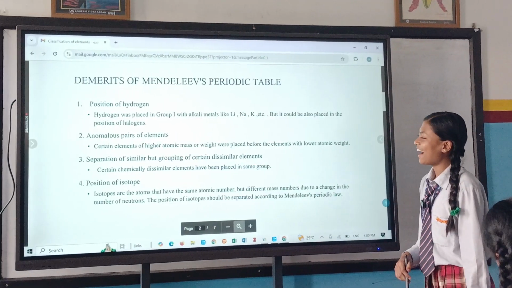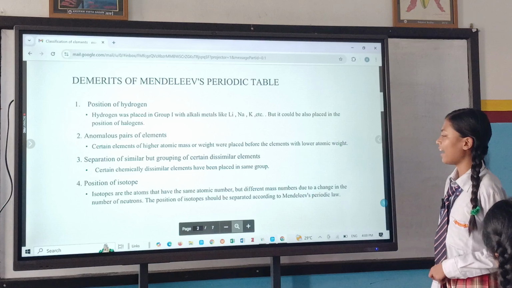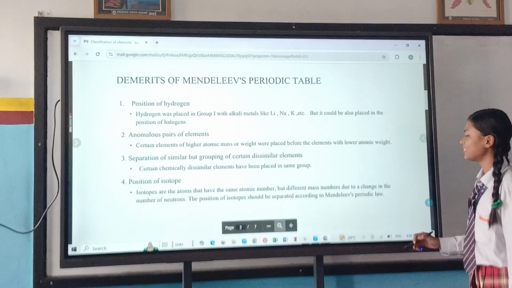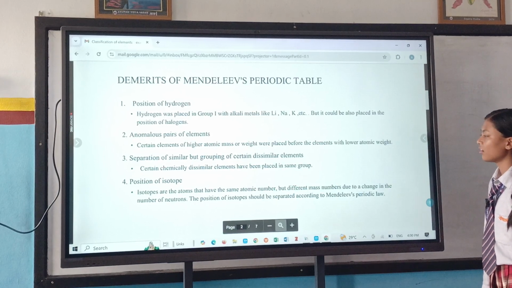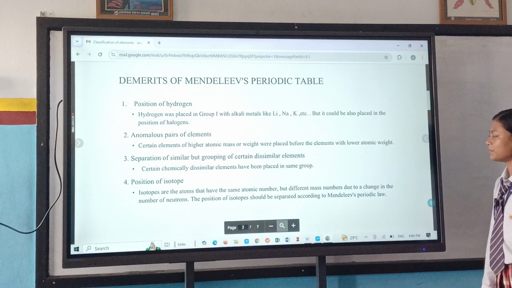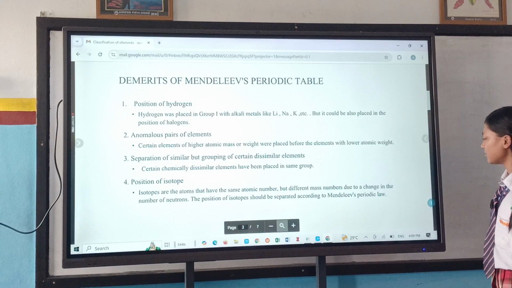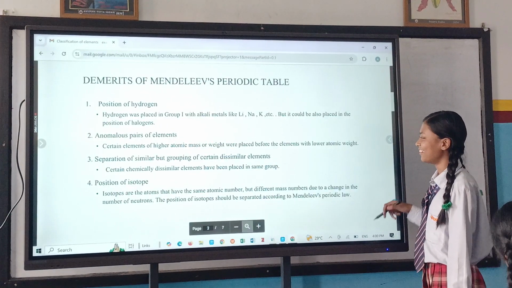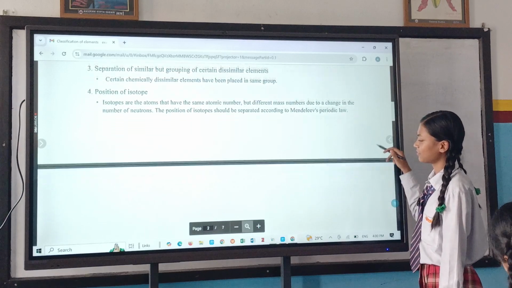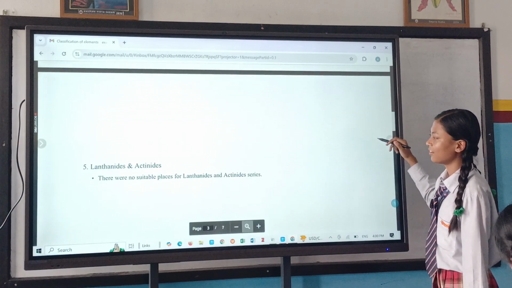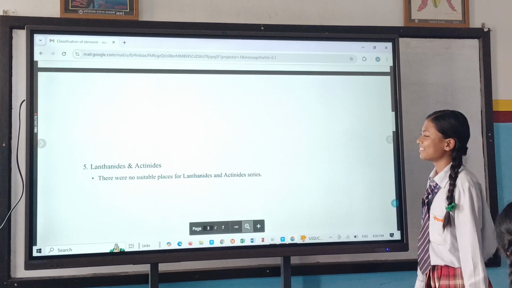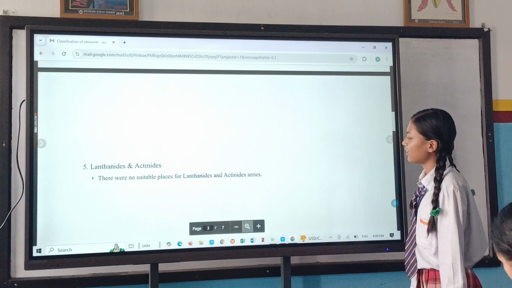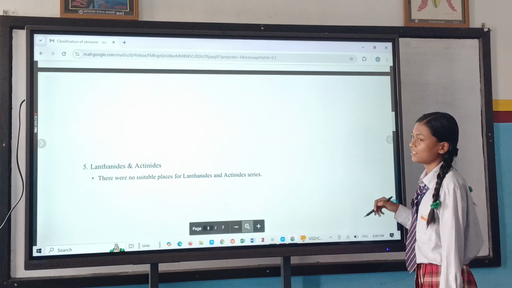Position of isotopes: isotopes are atoms that have the same atomic number but different mass numbers due to the change in the number of neutrons. The position of isotopes should be separated according to Mendeleev's periodic table. Lanthanides and actinides: there were no suitable places for the lanthanides and actinides series.